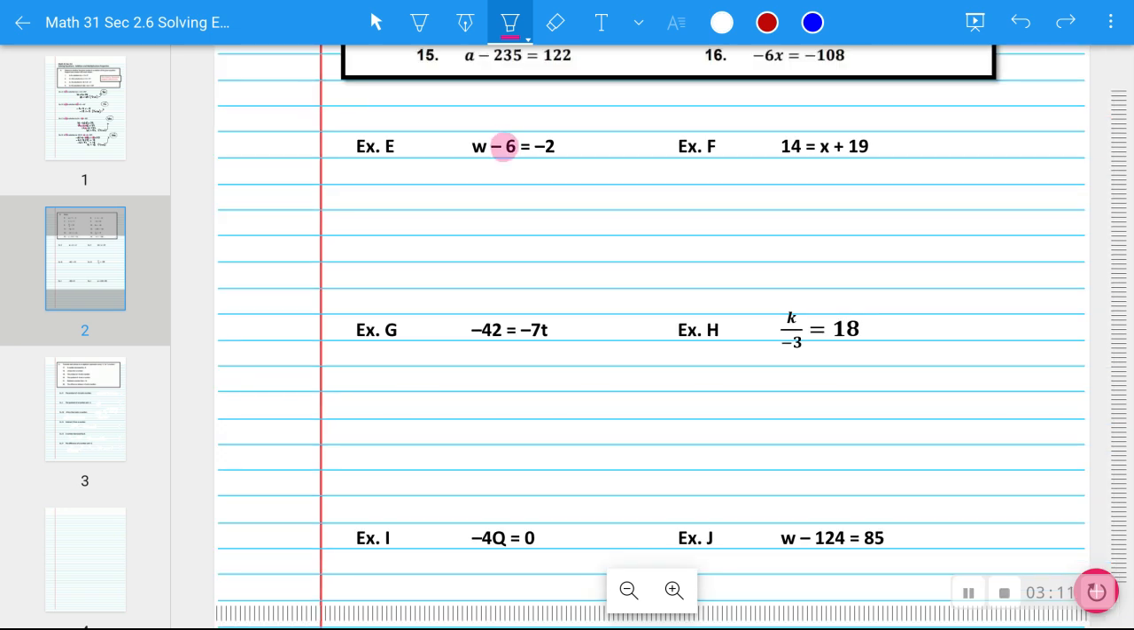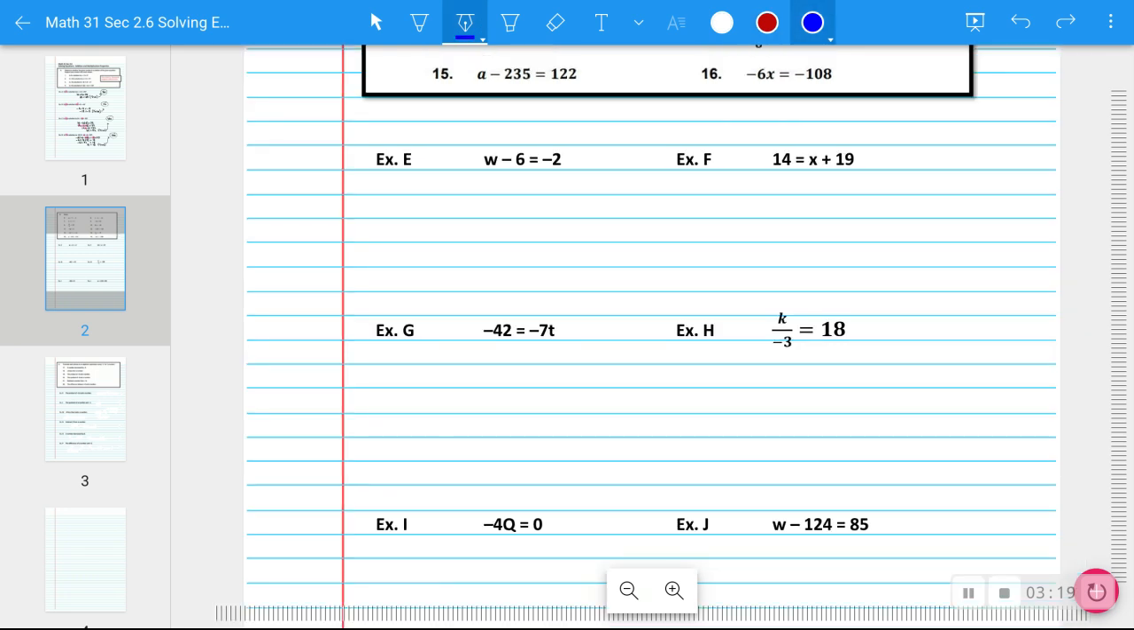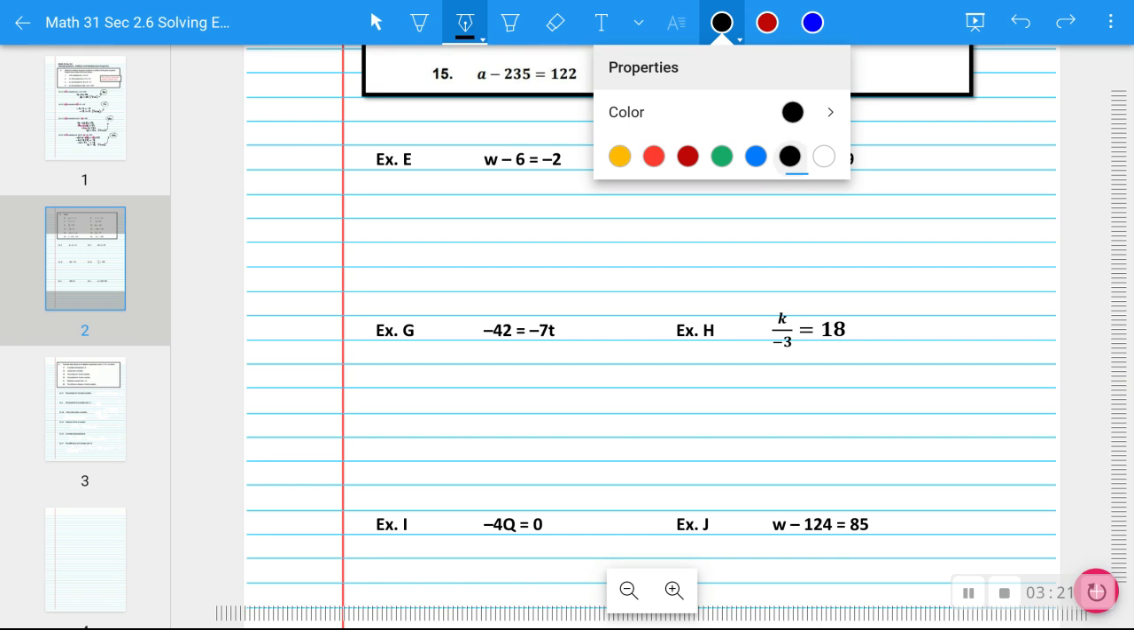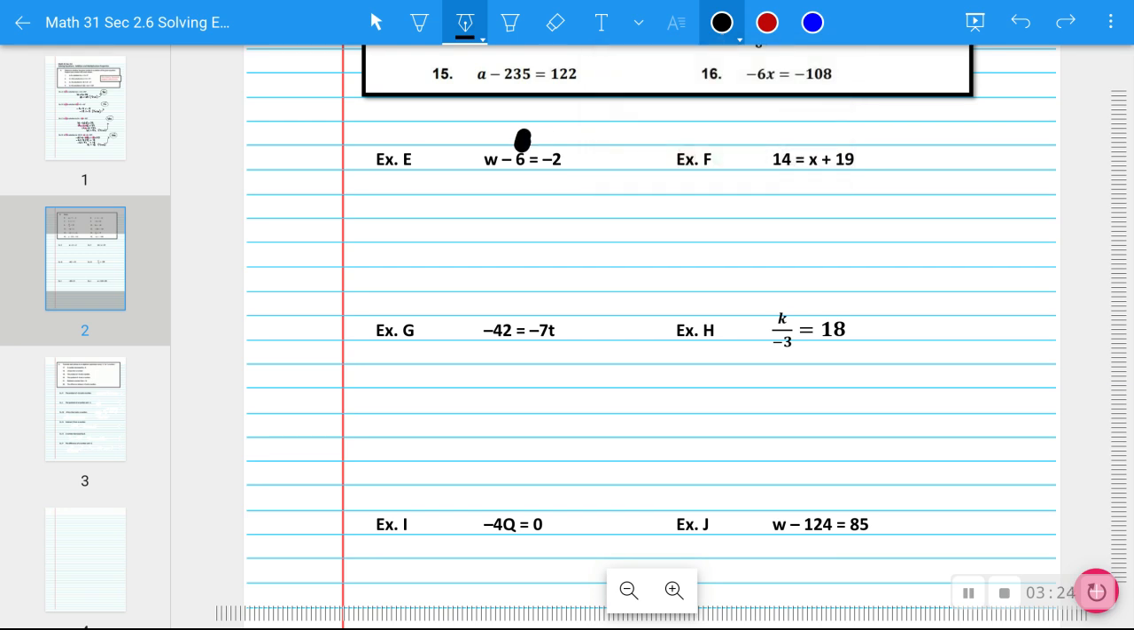In this case, we're subtracting 6 from w, so you're going to counteract that by adding 6 to the other side. There we go. You're going to add 6 to the other side. Okay, so w equals -2 plus 6. That's how I want you to learn to do it. I will show you another way in a second here, but we get our answer very quickly and efficiently, 4.